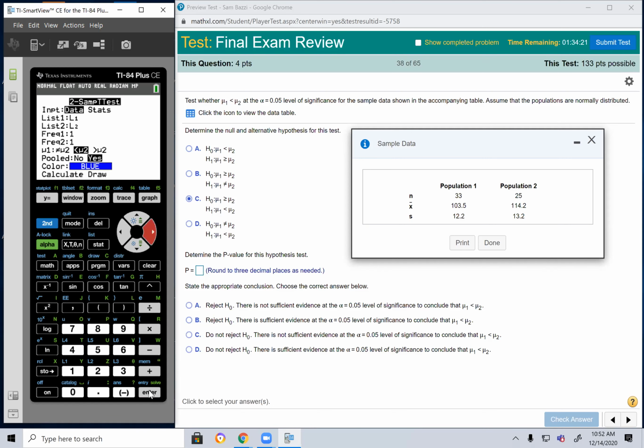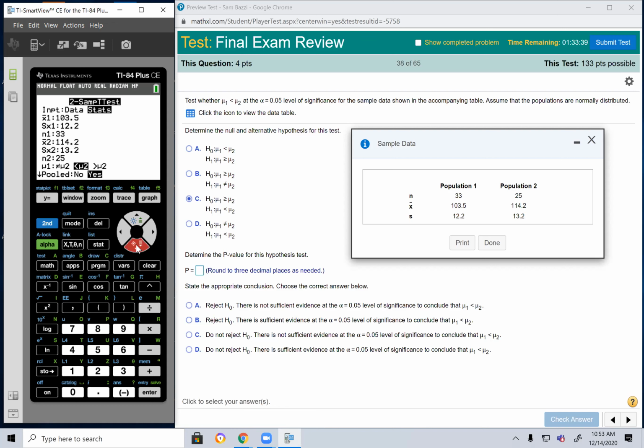Data, not data, I don't have a summary of the data. So x1 bar, population 1, x1 bar is 103.5. s1, 12.2. n1, 33. x2 bar, 114.2. s2 is 13.2. n2 is 25. And what's the alternative hypothesis, less than?